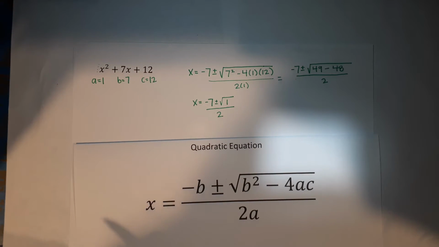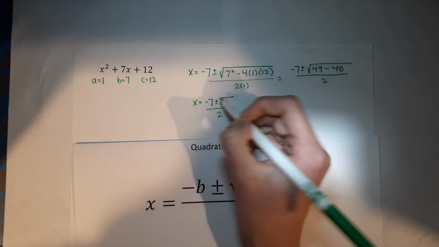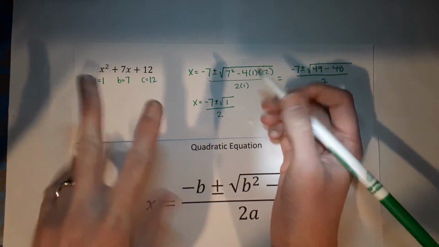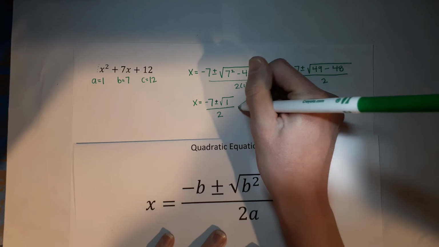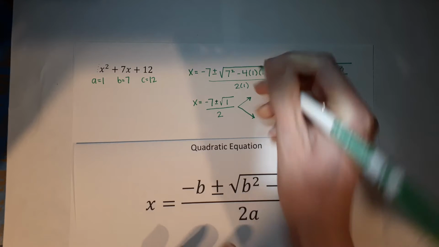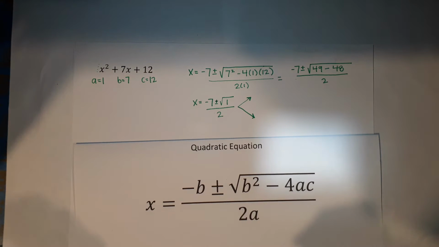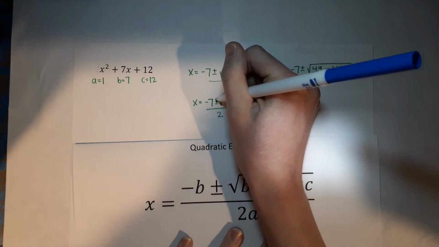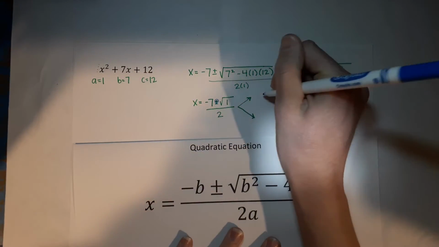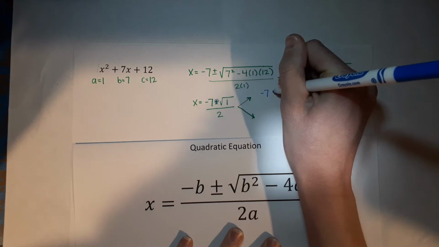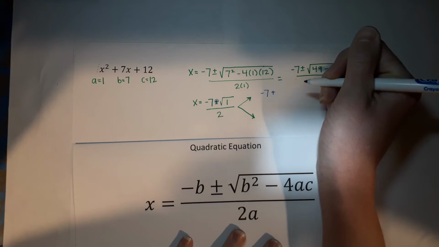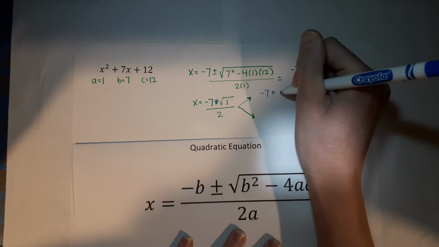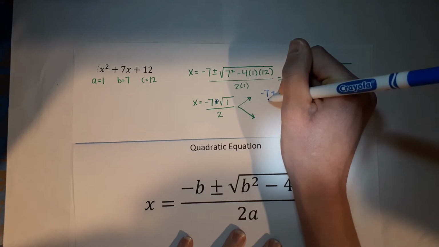Now you're like, now what? This is where the plus or minus is important, because there are two answers. When we've been factoring, there have been two answers. So I like to draw little arrows, maybe in different colors, for my visual learners. First I'm going to do the plus. I have negative 7 plus the square root of 1, which is 1, or negative 1. That's why we have the plus or minus. So plus 1 over 2.